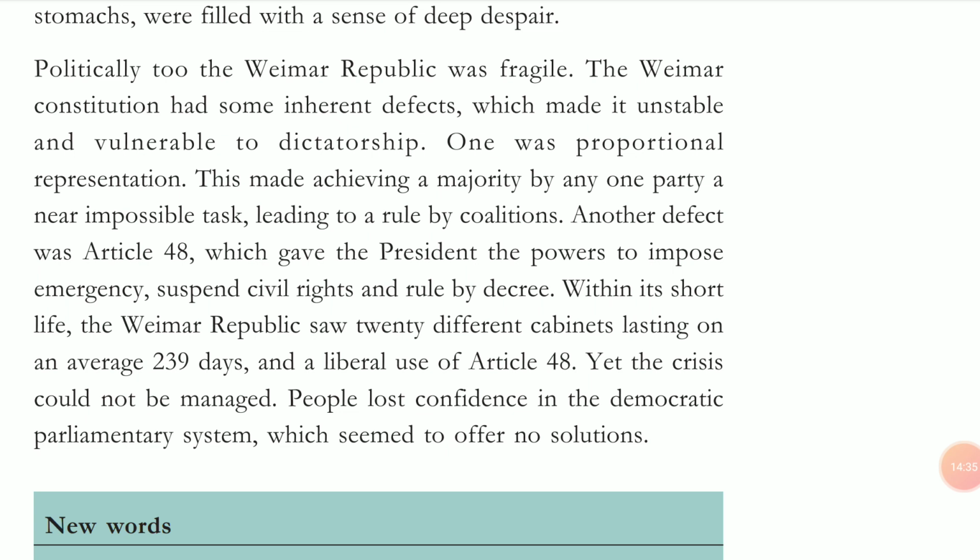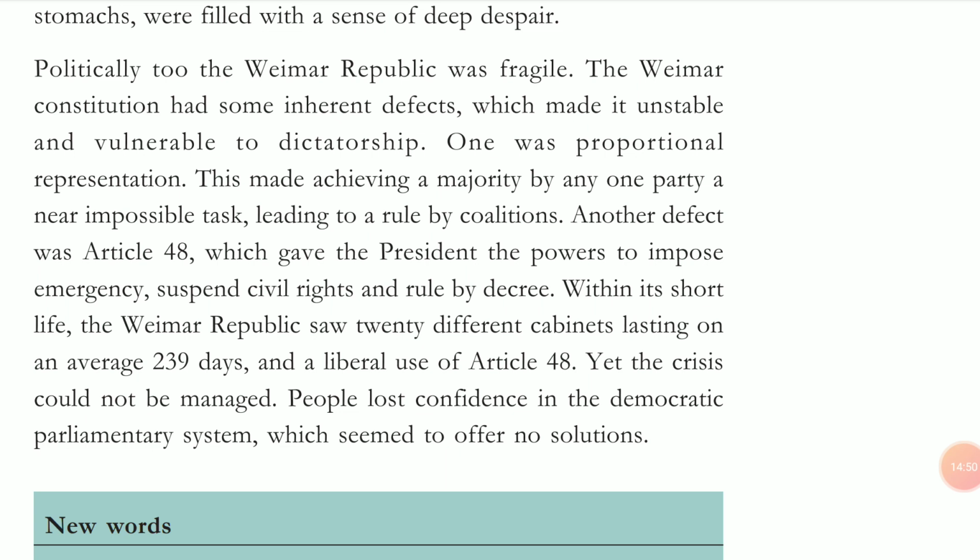Coalition is such a form of government जहाँ पे एक पार्टी को अगर clear majority नहीं मिलती है, so they can combine with other parties to come in majority or to form a government. Okay, so coalition government, it paved the way for coalition government.